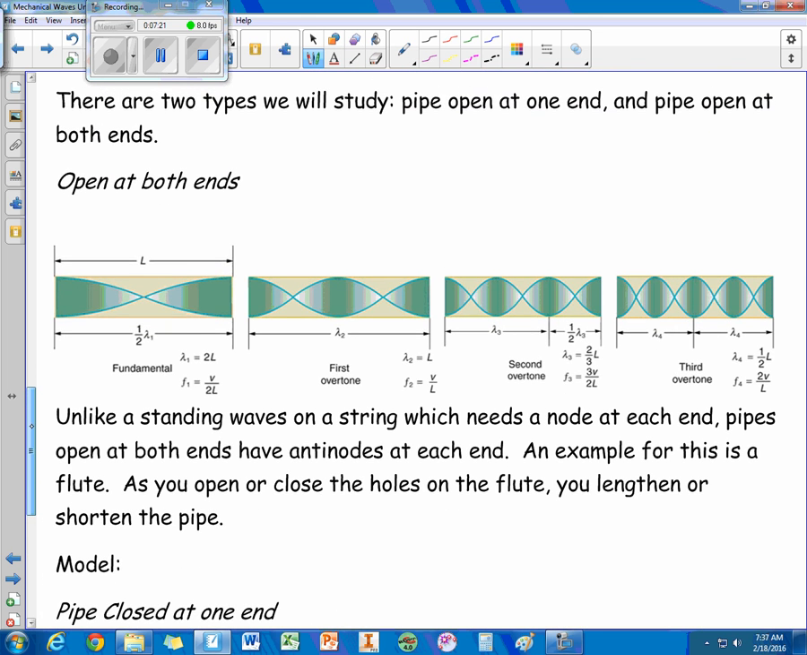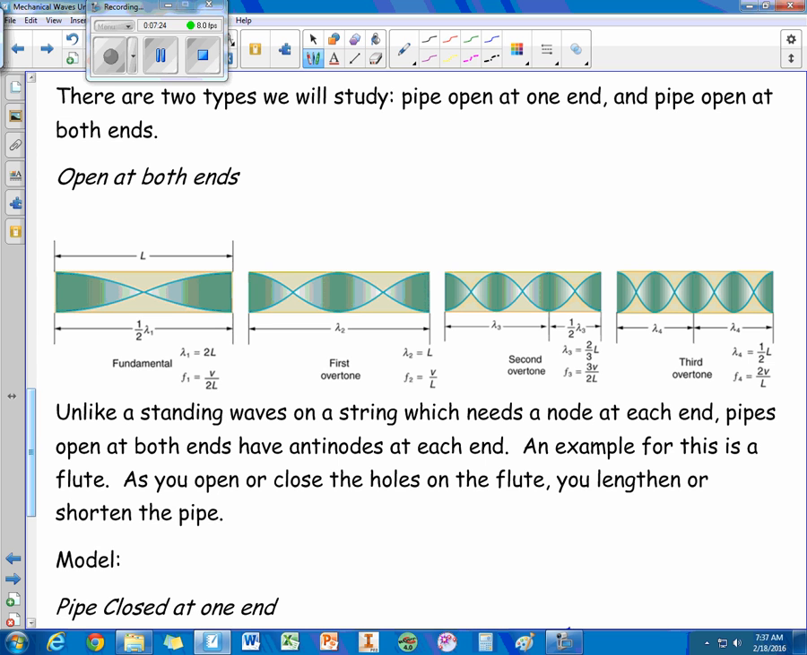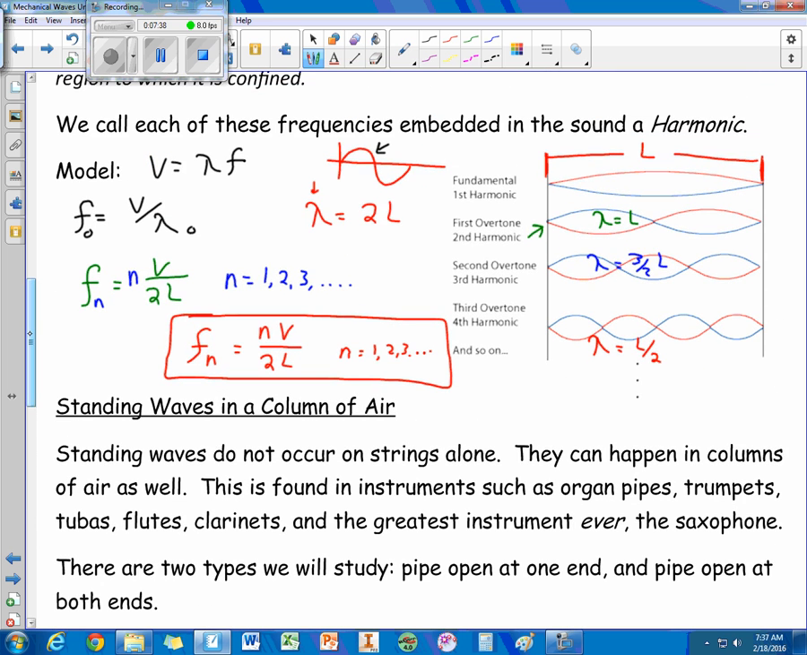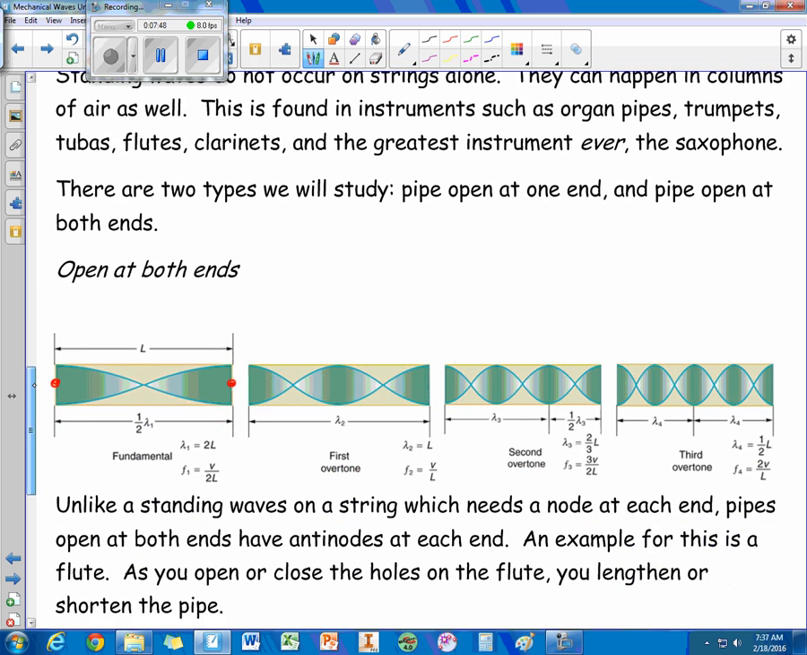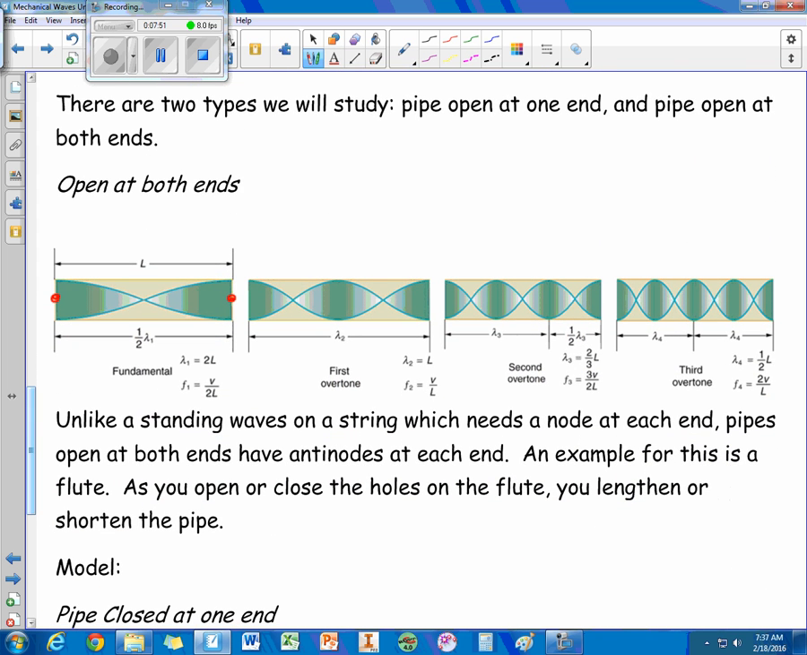So let's take a look at the one where it's open at both ends. For this to work, we must have an antinode at both ends. So an antinode here and an antinode there. And if you look at it, that's very, very similar to a standing wave on a string. For a string, we must have a node at each end, kind of like to block off that standing wave. For a column of air, we must have antinodes at both ends. Well, because of that, the model's identical.